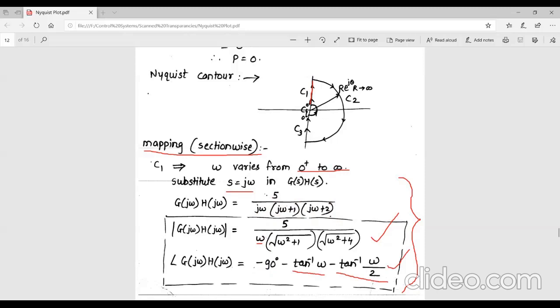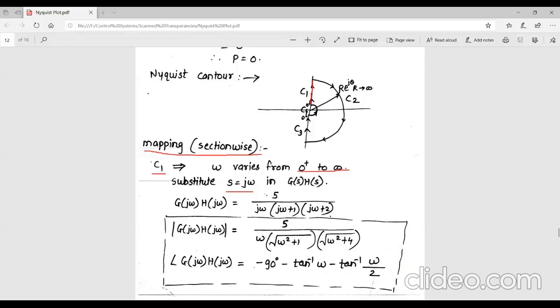Now what we are supposed to do for this particular section: this magnitude and phase equations we are going to use for all the sections. For section C1, the limit of omega is from 0 plus to infinity, right? So first we will substitute 0 here, we will get the magnitude, then we will substitute infinity, we will get another magnitude. These two values are the limiting values of the magnitude, and the corresponding gain we can also calculate by substituting the two different values of omega, first 0 and then infinity.